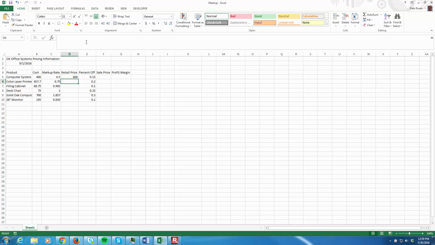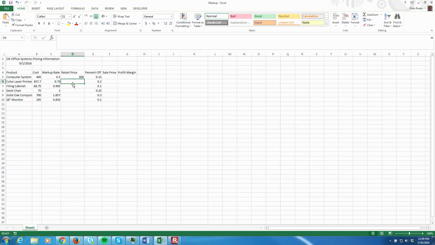I'm going to do one more just to illustrate how formulas are written. I'm going to write equals 457.7 times 1 plus the markup rate, which is 0.75. Close the parentheses and hit enter, and I get a little over 800 as the retail price for a color laser printer. Now, if either the cost of the product changes or the markup rate changes, I would have to go back in and redo every formula.